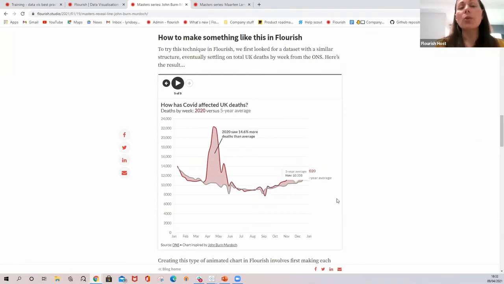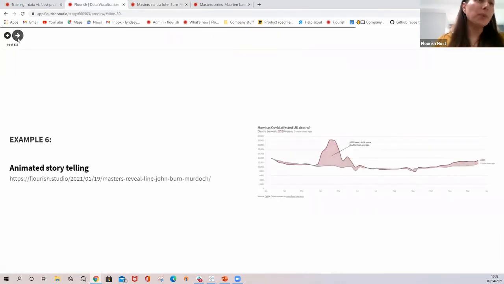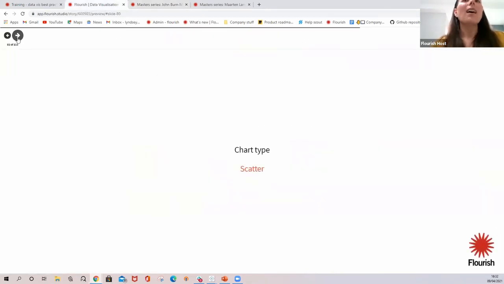Now you could just have a static chart that had this on it, and that would get you a long way there. But stepping a reader through all the different stages reinforces the message and helps them keep engaged because of the movement. So that's one example I wanted to show you for animated storytelling.